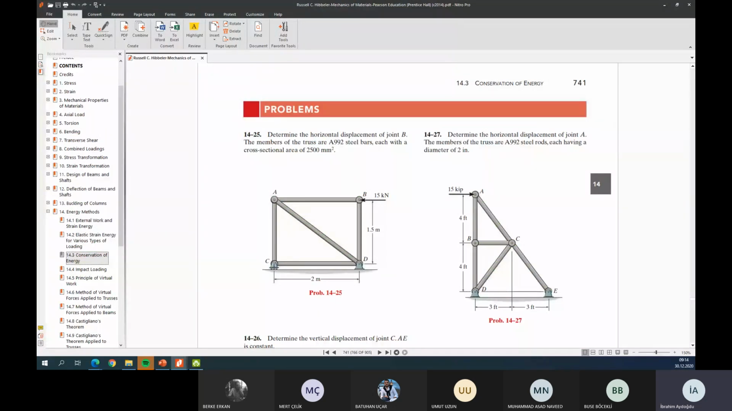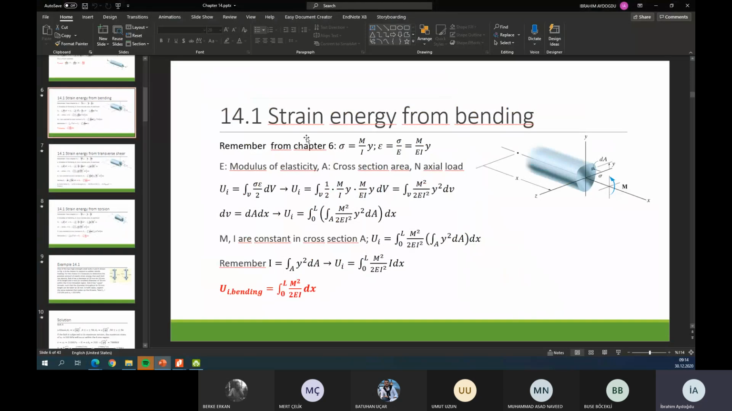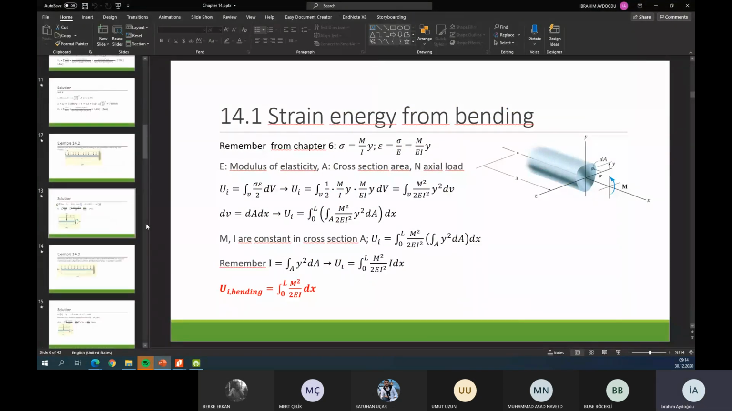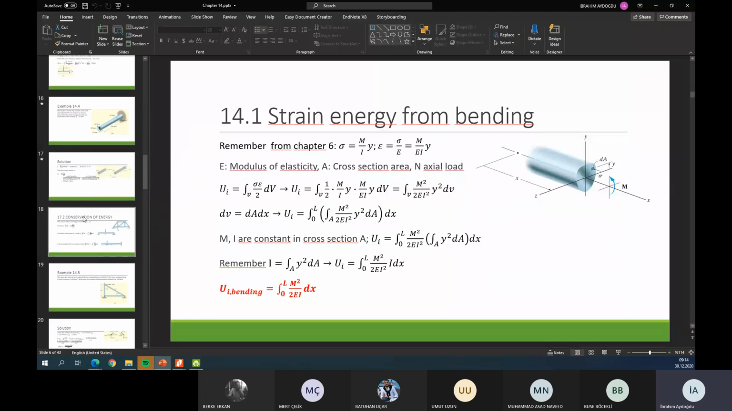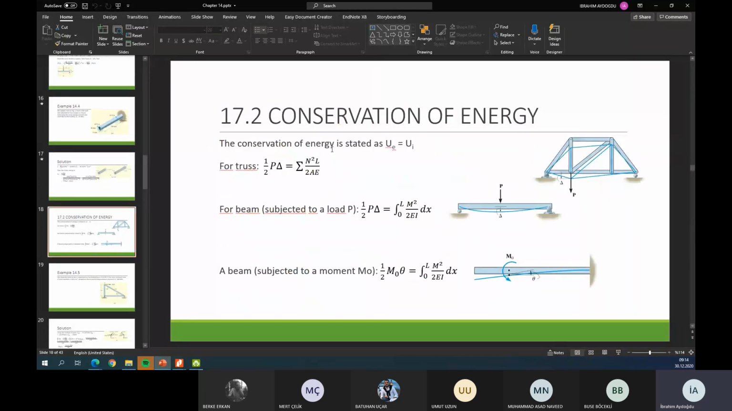Also, I want to give one more energy. How do we need this energy? By using this energy, we can compute the displacement. How can we compute the displacement? By using the conservation of energy. Maybe you can remember from high school or dynamics. So internal energy should be equal to external energy. We know the external energy is equal to 1/2 P times delta. So for internal energy, for example axial load, we can compute like this.